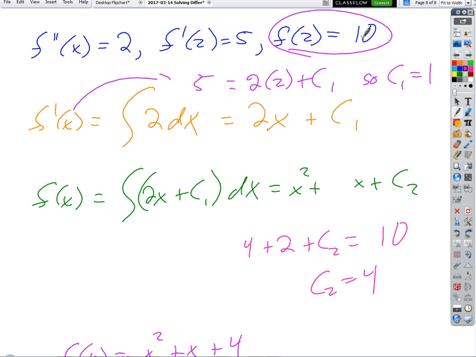How many pieces of particular information did we need? How many particular conditions? We needed two, because we had two unknowns to account for. Last question: did one of those need to be a derivative? No, it didn't. We could have been given two pieces of information about the function, for example. It just would have been a little harder problem, but we could have done it.